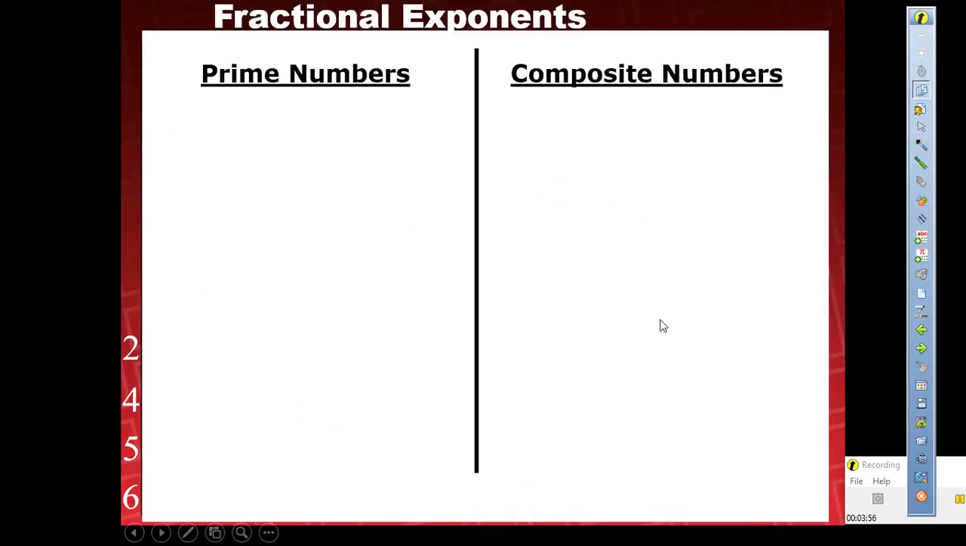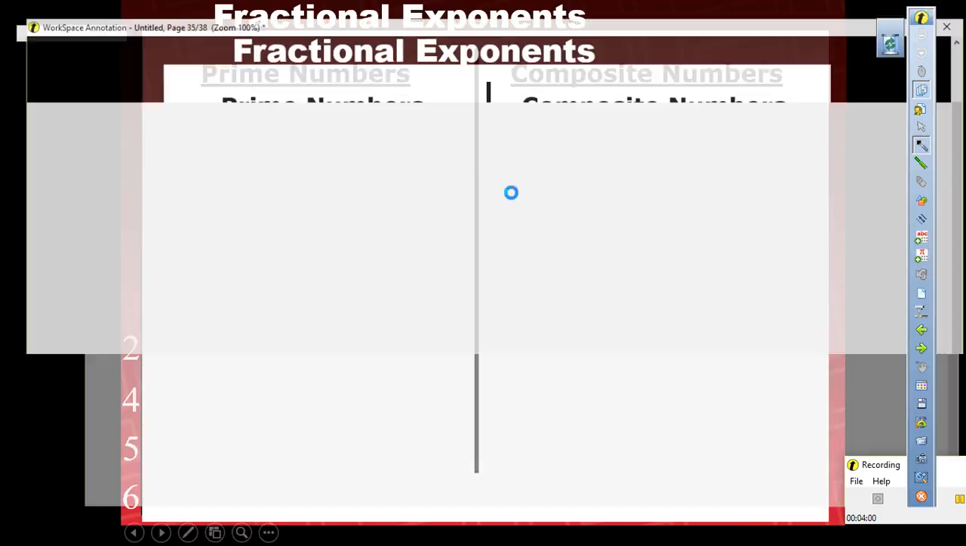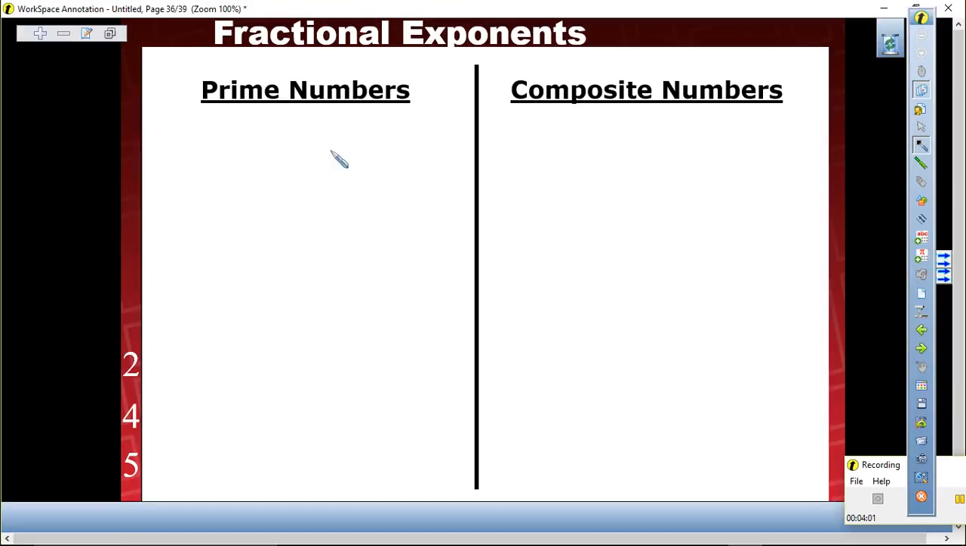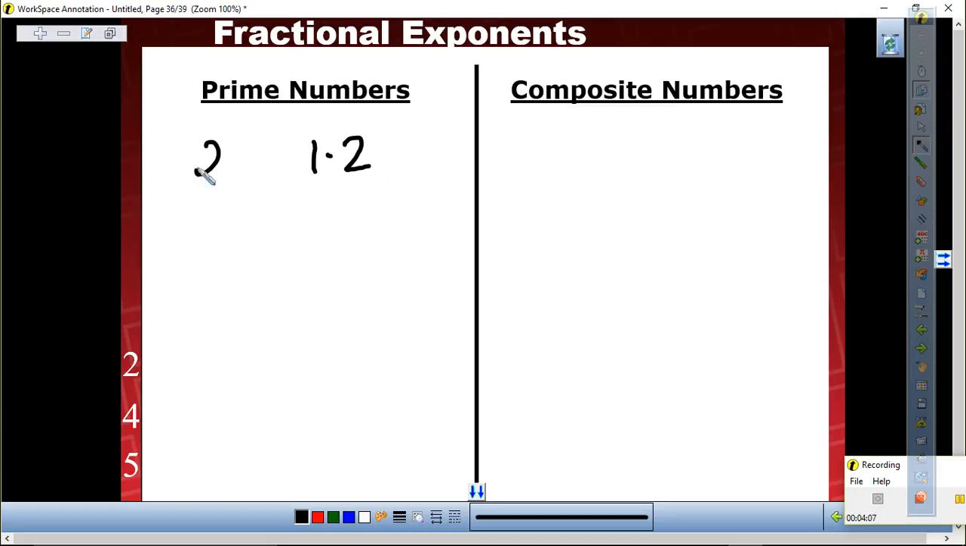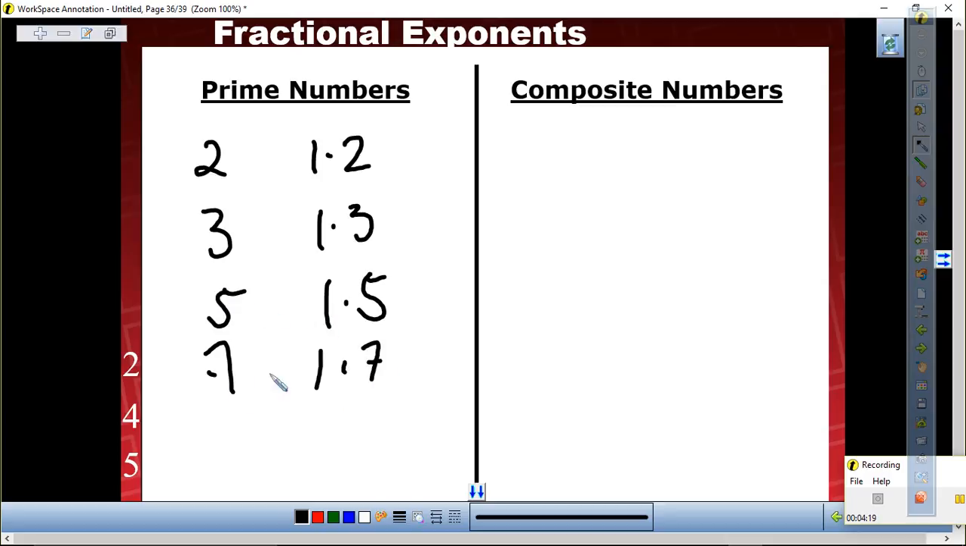Writing utensils down, I just want to review some prime and composite numbers. Prime numbers, what are they? Numbers that only have factors of 1 and themselves. 1 times 2 is 2. Is there any other pair of numbers that multiply to give me 2? No. 1 times 3 is 3. 1 times 5 is 5. 1 times 7 is 7. And 1 times 11 is 11, and I can continue going.